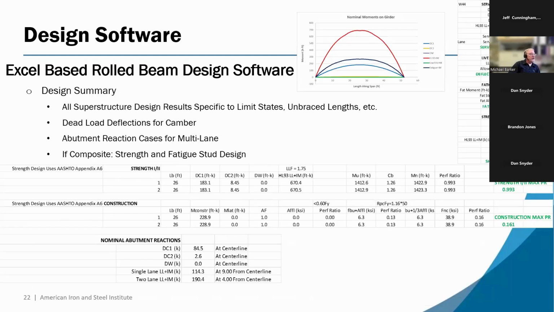Then, of course, it gives us a design summary where all the superstructure design results specific to the limit states and unbraced lengths, etc., all that kind of stuff. Also gives us a dead load camber. It gives us abutment reactions, cases for multi-lane bridges down there at the bottom, where, if we only have one lane, it's a lighter load, but there's a higher eccentricity from the center line. And if we have both lanes loaded, it's a higher load, but not as much eccentricity. And of course, if it's composite, it'll give us a strength and fatigue stud design. But these are all the results the engineer needs to verify the design.